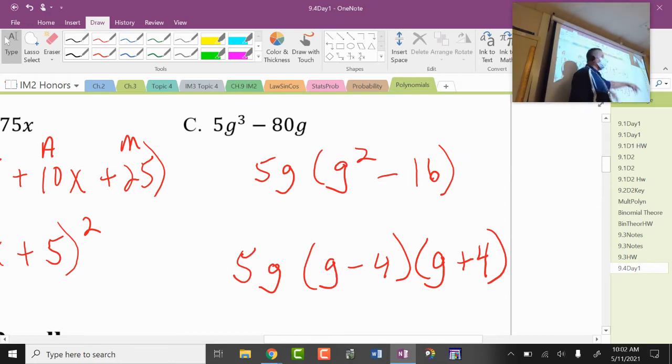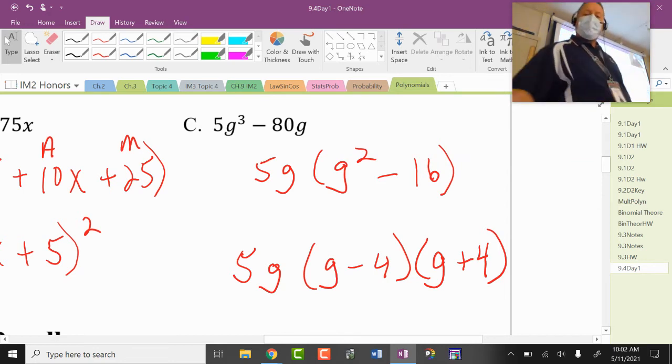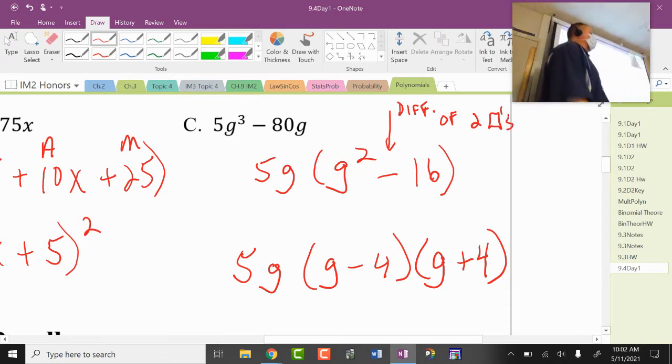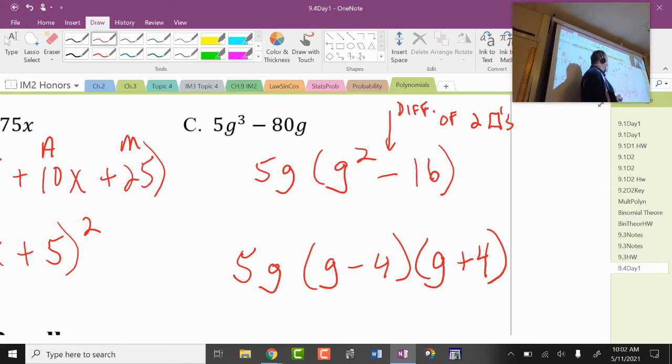5G pulled out. And then what is this called? No, not dividend. Difference of, anyone? Two squares. Good FOILers, say it. Good factorers. G squared minus 16, G minus 4, G plus 4. What's G times G? G squared, sorry. And then 4G and negative 4G, what happens to those?